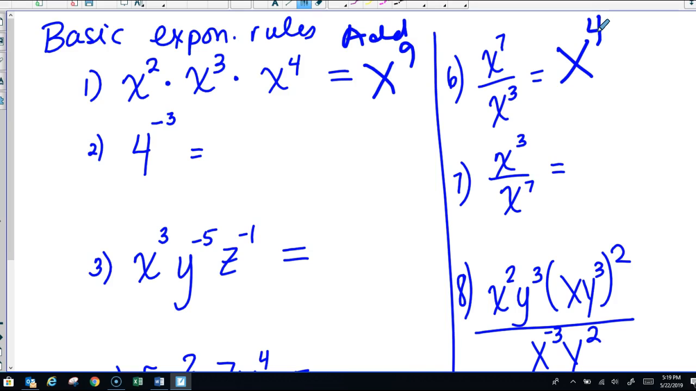Look at number 7 right here below. They're still like bases, x and x, so I want to subtract the powers, but my largest is right down here. So that means when I subtract, I'm going to have x to the 4th down bottom. Well, there's not anything else in the problem that could go up top, so I just have to put that placeholder of 1.